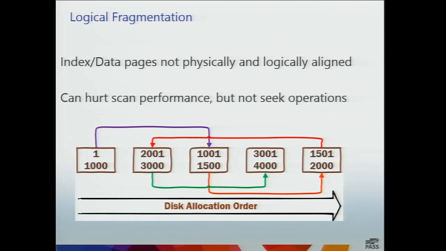So this is where our index and data pages are not physically and logically aligned. It can hurt scan performance, but usually doesn't matter too much for seek operations. Okay? So here we have the value 1 to 1,000 has to jump over to 1,001 to 1,500, and just a looping operation here essentially because those pages are not physically next to each other.